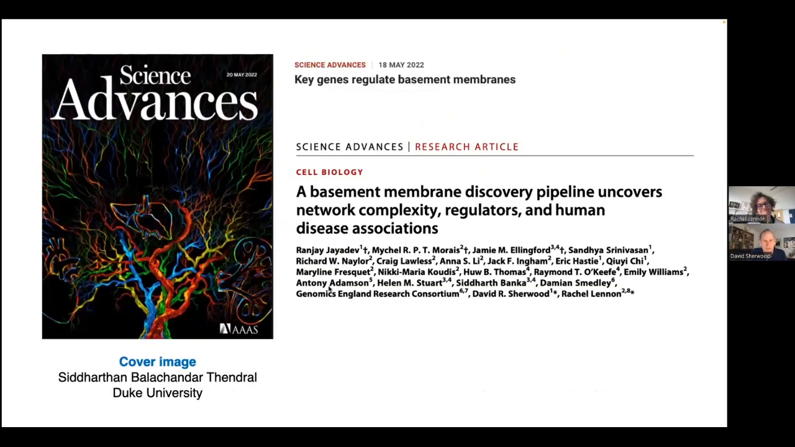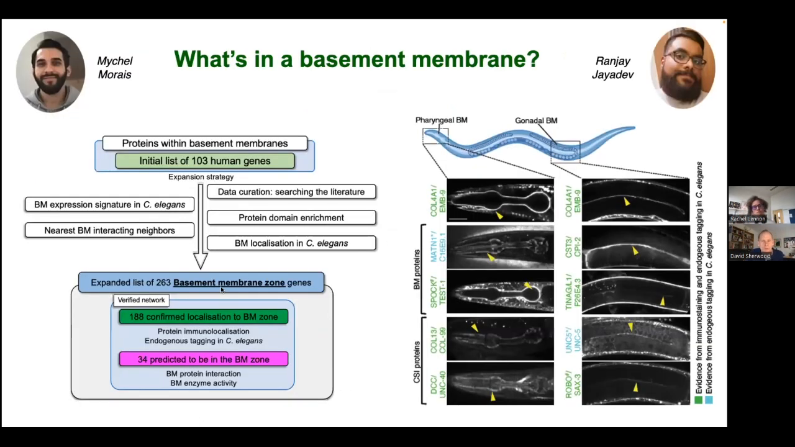And that's the genesis of this paper here, this collaborative project, where basically we wanted to find what is the parts list for a basement membrane so that we can really understand their complexity and function. And we were aided in this journey with two remarkable postdocs, Michael and Ranjay, and we assembled an initial pipeline of the most ambitious number of basement membrane components, 103 from gene ontology.